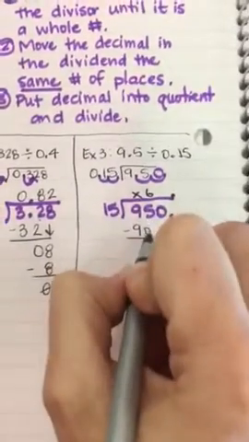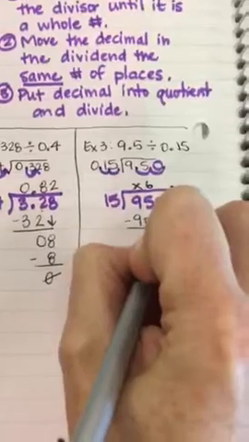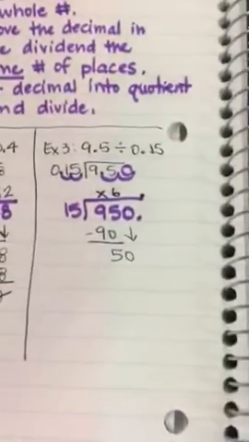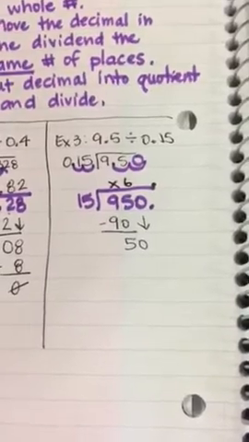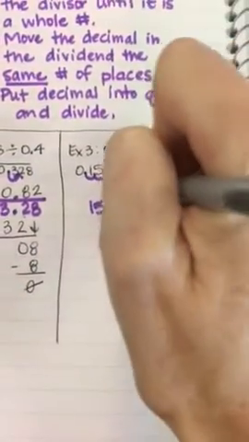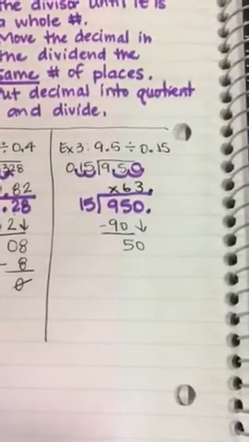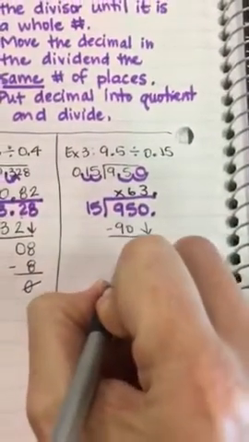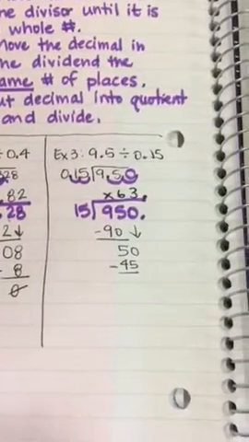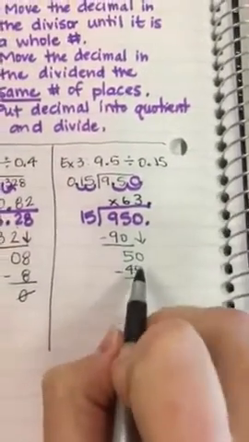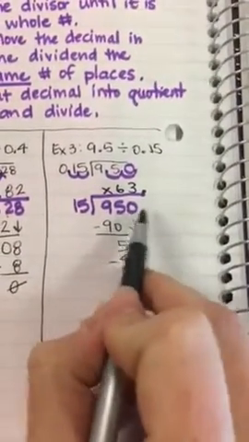So 95 minus 90, 5 minus 0 is 5. And then I bring down my 0. The closest that I can get to 50 with 15 is a 3. And 3 15s is 45. So 50 minus 45 is 5. Well, I have a 5 remaining, but I'm out of numbers.